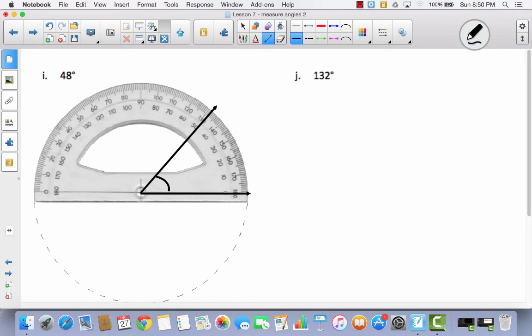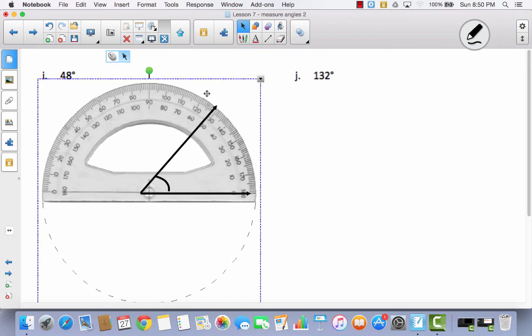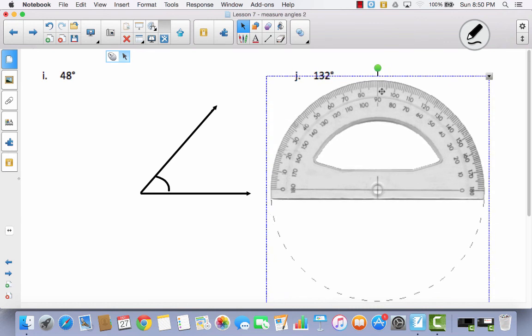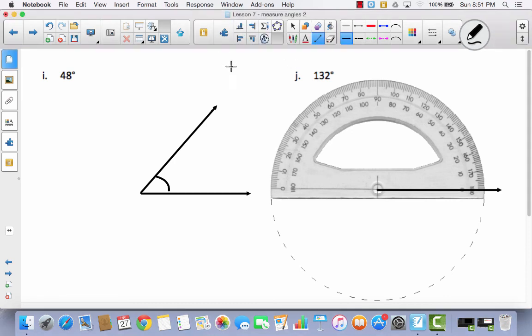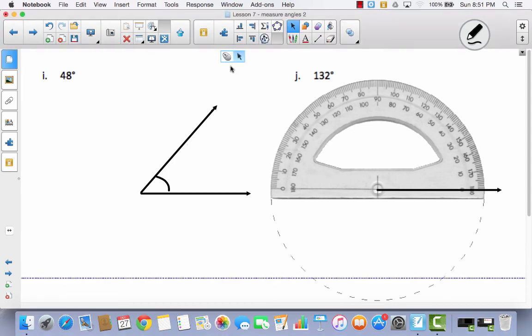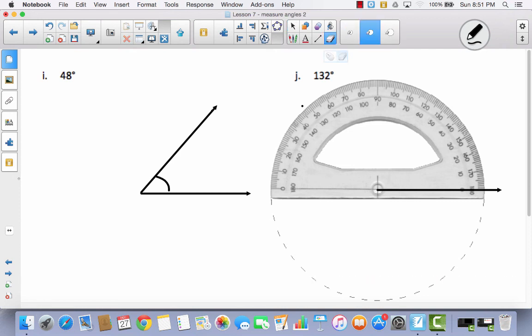All right, now we're going to make another ray that's 132 degrees. So when they're really obtuse like this, I like to open them the opposite direction. I'm sure you could probably tell. Just for fun, though, I think I'll open it this way this time. So I'm going to start with my 0 line there. And now, if this is 0, I have to start counting on this side. So I've got 10, 20, 30, 40, 50, 60, 70, 80, 90, 100, 110, 120, 130, and then 131, 132 would be right there.